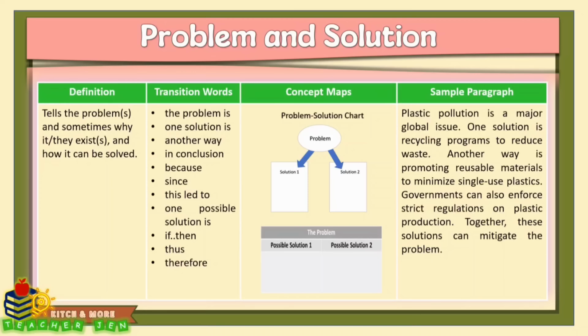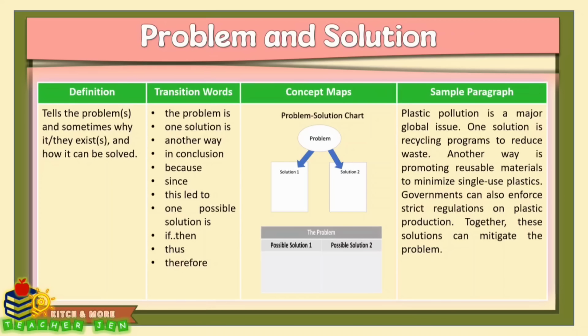So, this sample paragraph will tell us something about plastic pollution. Plastic pollution is a major global issue. One solution is recycling programs to reduce waste. Another way is promoting reusable materials to minimize single-use plastics. Governments can also enforce strict regulations on plastic production. Together, these solutions can mitigate the problem. So in this paragraph, we can really see that there is a problem and there are solutions to the problem.